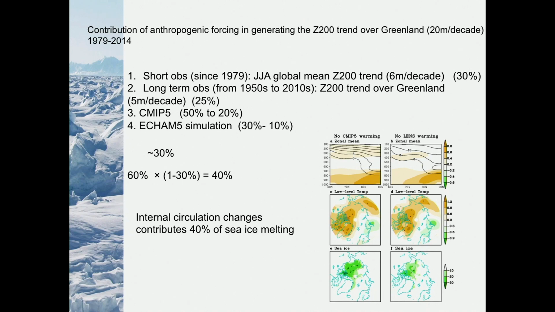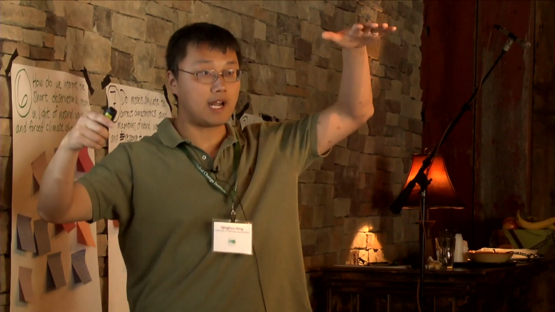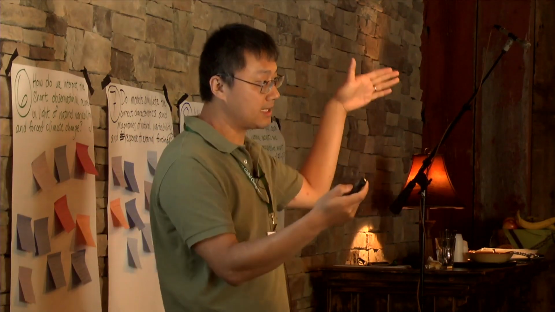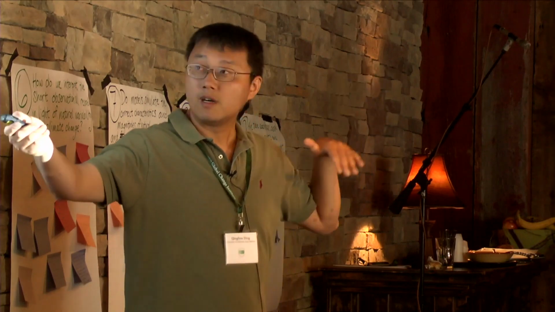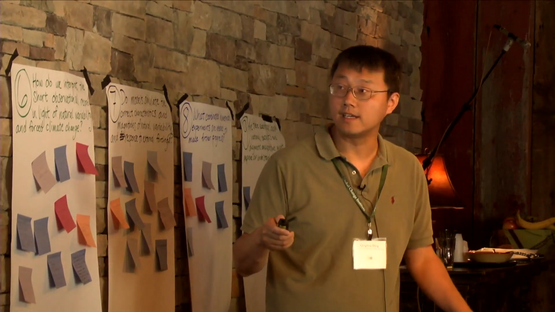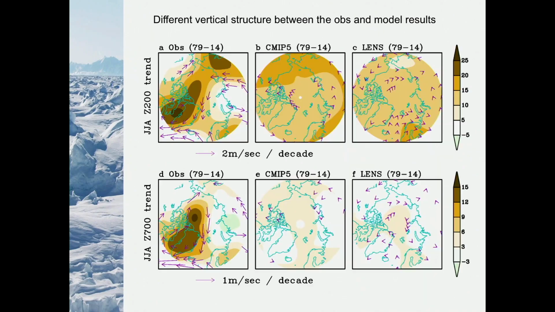We also checked the long-term variability, and also checked the model. In general, we get this 30% of the rise over Greenland; the height rise is due to some anthropogenic forcing. So we do some simple mathematics and we get 30%. So this 6% is the circulation-driven sea ice 6%. But the circulation itself is probably 70% due to internal variability. So internal variability can explain the sea ice melting maybe 40%. So this is our main conclusion.